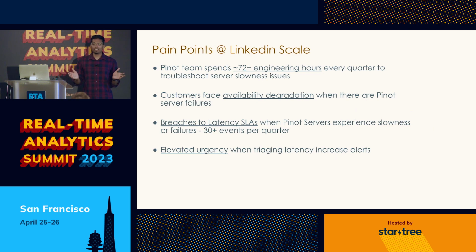If we work at this scale, we try to quantify the pain points that we have at LinkedIn, and we saw that the Pinot team at LinkedIn spends about 72 plus engineering hours trying to triage these slowness issues whenever latencies shoot up, and our customers see an availability degradation whenever the servers become slow. We also have breaches of latency SLAs that we've promised to our customers. When the servers become slow, we have about 30 plus events per quarter. And whenever we triage these issues, there's an elevated sense of urgency because we are all dealing with production use cases here, and it leads to escalations and so on.